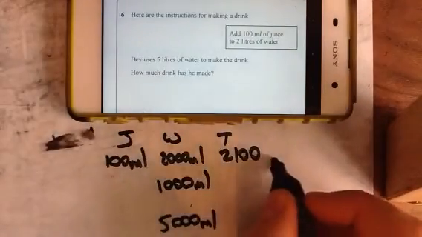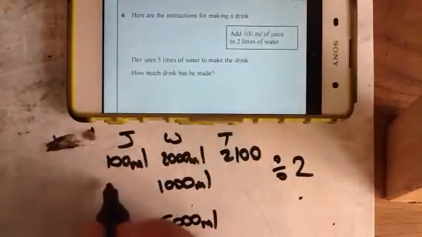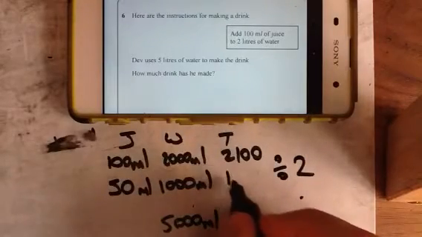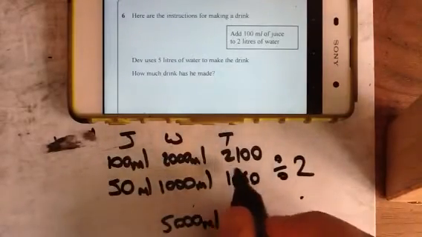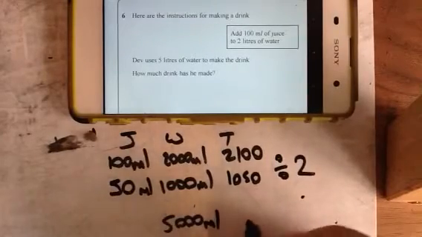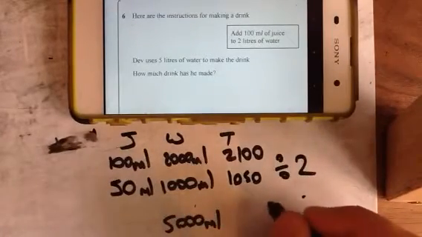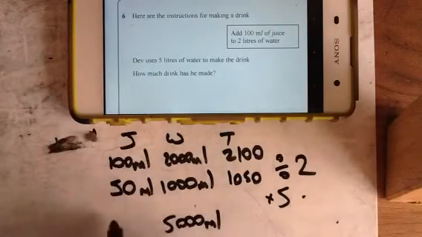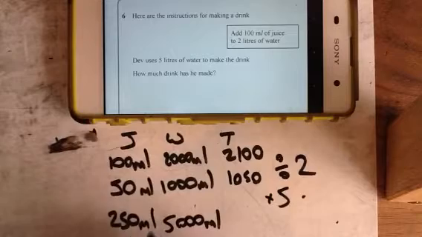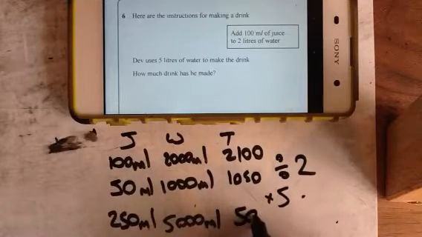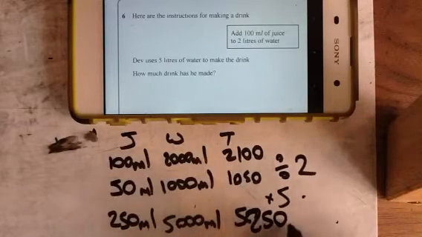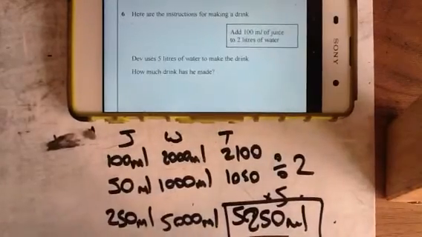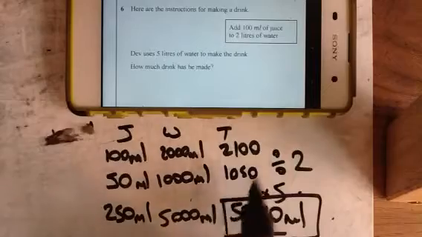To get from 2,000 to 1,000, I'll divide it by 2, which means this is 50 millilitres, which means my total is going to be 1050, and it works because 2,100 halved is 1050. Then to get from 1,000 to 5,000, I times it by 5. 50 times 5, well 5 times 5 is 25, add my 0. And when I add them up, I get 5,250 millilitres, and this is my answer here, 5,250. Okay. And you can get it exactly the same way by timesing this number here by 5.